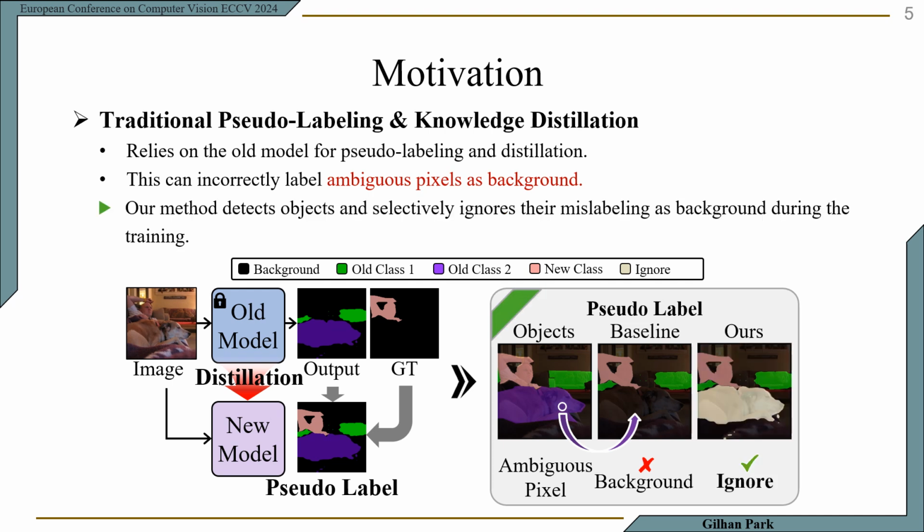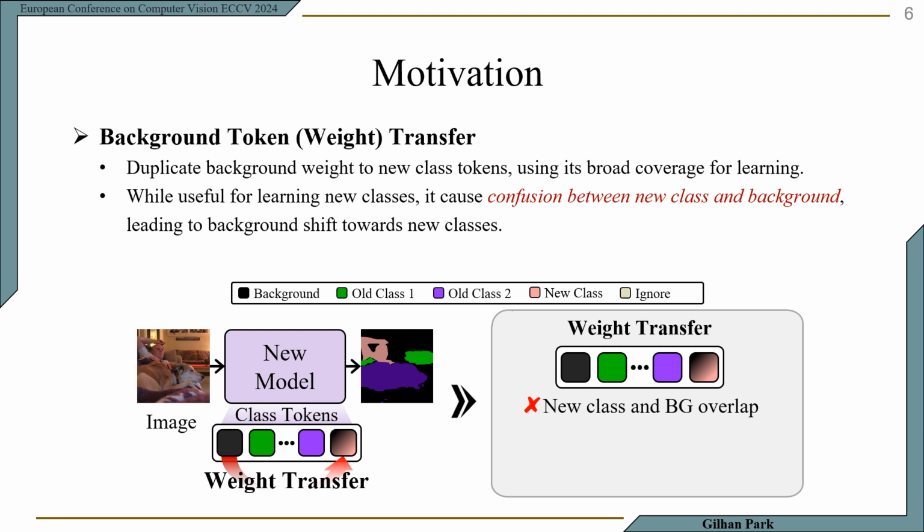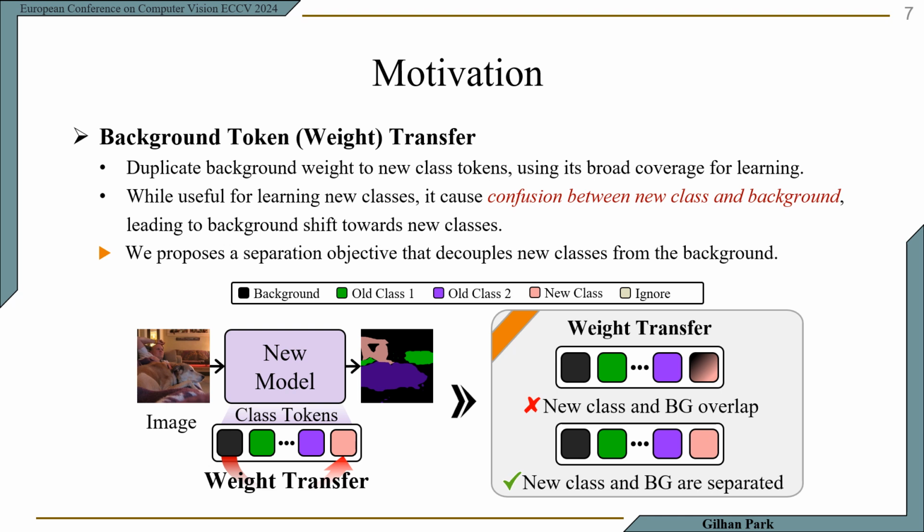Our approach addresses this by selectively detecting objects and ignoring mislabeled pixels during training. In background weight transfer, the background weight is duplicated to new class tokens to help the model learn new classes. While useful, this can also create confusion between new classes and the background, leading to background shift. Our method addresses this by decoupling new classes from the background through a separation objective.